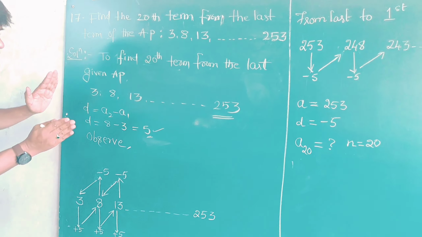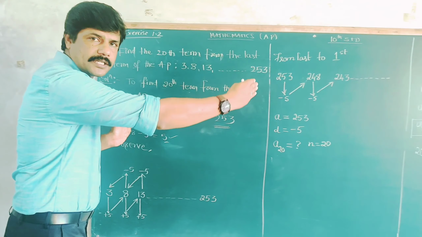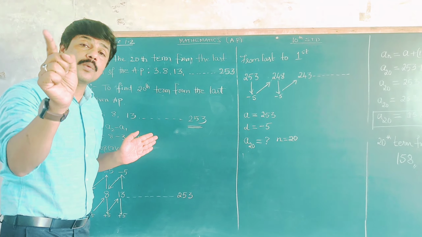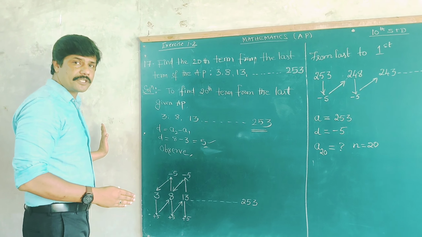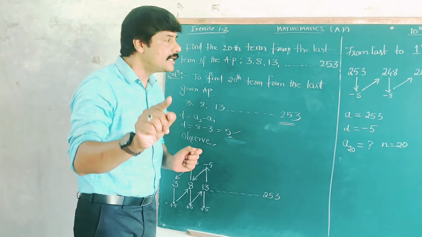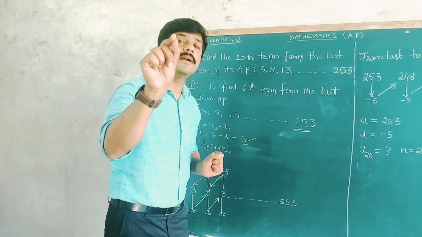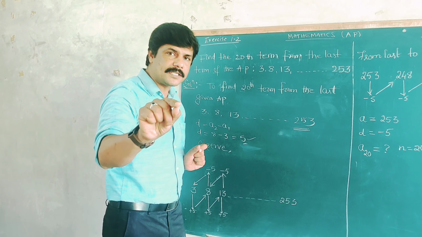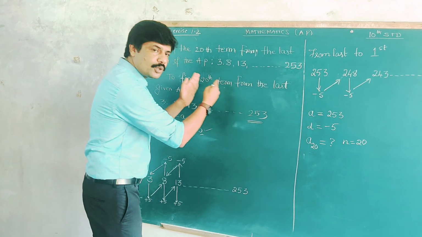Now observe this AP when we proceed from the first term to the last term, and then observe once again very carefully when we proceed from the last term to the first term. What difference you must notice. Once you notice the difference, then it becomes very easy. The difference is with the common difference. The common difference makes the difference from first term to last term and from last term to first term.